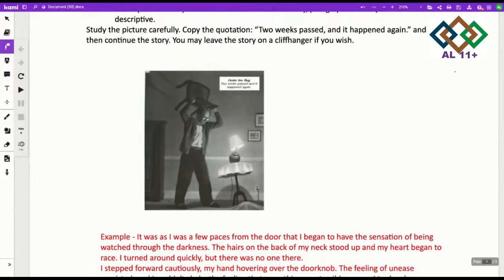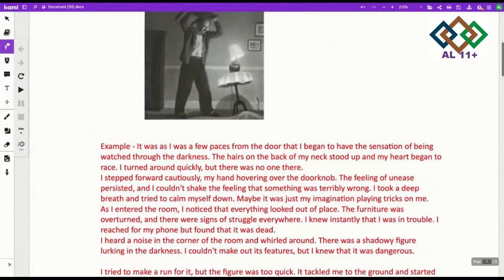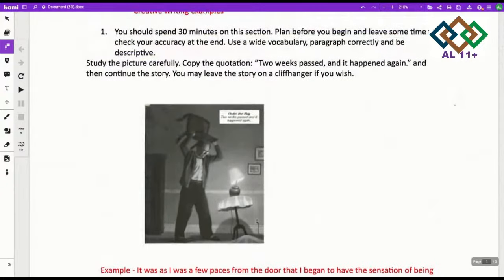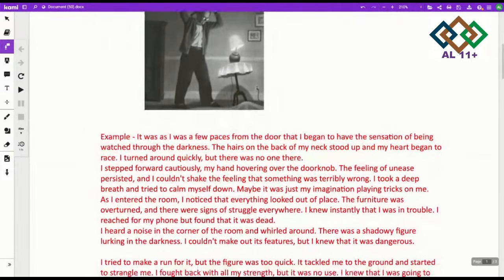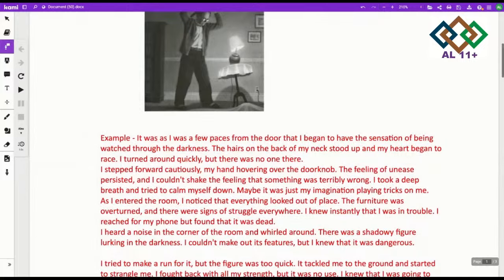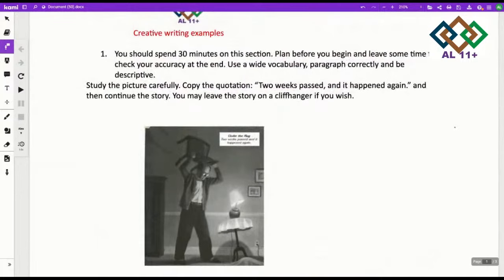So I'll show you some examples of what you could have done. You could have started with this and used this somewhere in it, and you could have started like "2 weeks have passed and it happened again." And after that, you would have said, it was as I was a few paces from the door that I began to have the sensation of being watched through the darkness. The hairs on the back of my neck stood up and my heart began to race. I turned around quickly, but there was no one there. So you could start with saying "2 weeks have passed and it happened again." So this was something you could have started with.